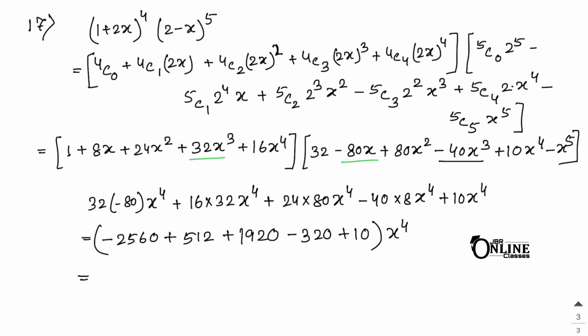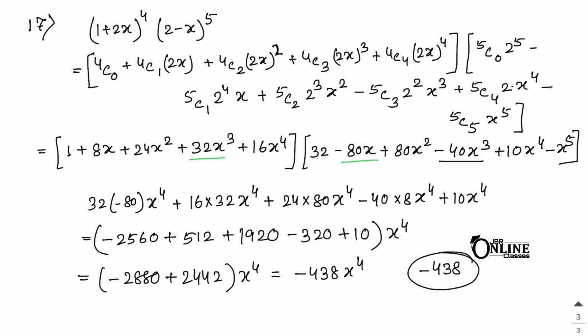So here you have two negative terms, 2560 and 320, so that will be minus 2880. And you have three positive terms, 512, 1920, and then 10, that equals 2442 into x to the power 4. So if you subtract this from 2880, you will get 438, so minus 438 x to the power 4. That means here the coefficient of x to the power 4 is minus 438. That will be your answer.